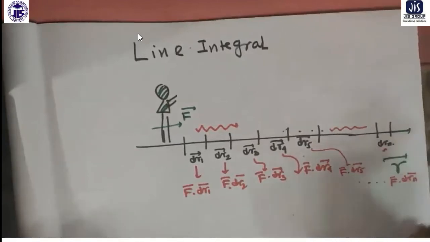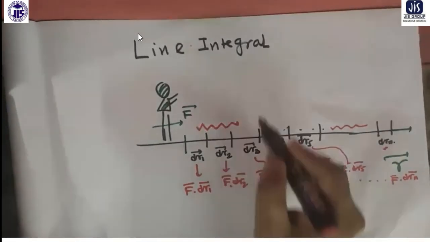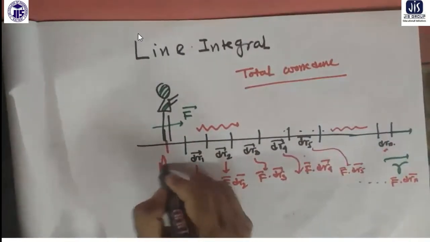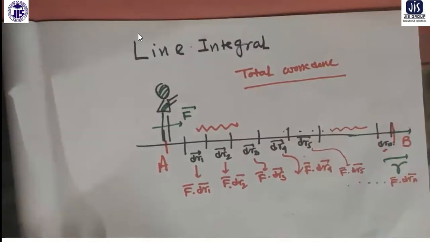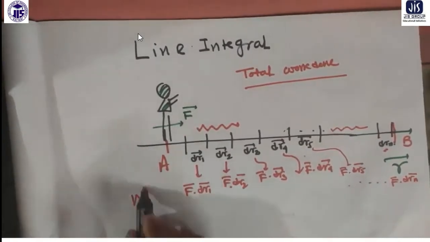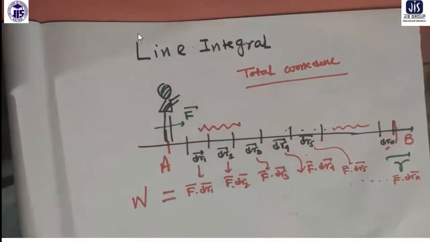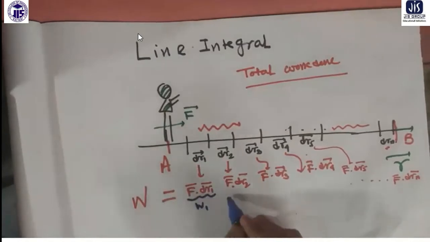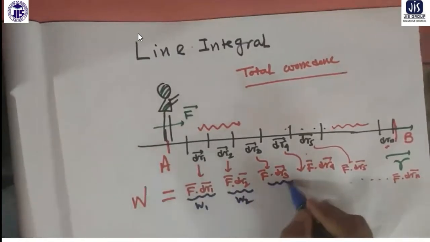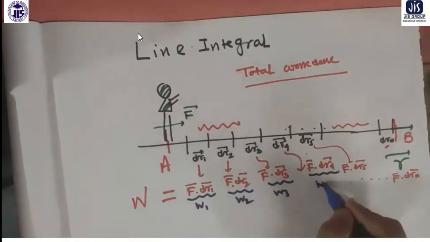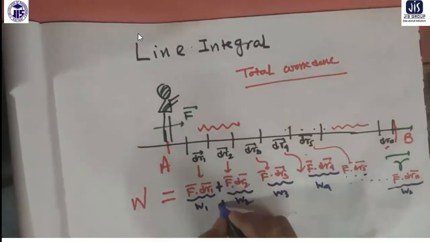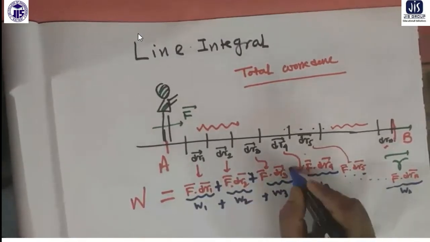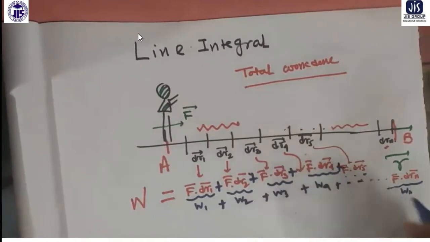So the automatic question comes in: what is the total work done in moving through this length? Suppose the person is going from point A to some other point, say B. The total work done will be the summation of all these. If I call it W, the total work done will be the summation of all the individual work done: W1, W2, W3, W4, W5, and so on up to Wn. Total means you add the individual Ws, because total means you have to keep on adding them.